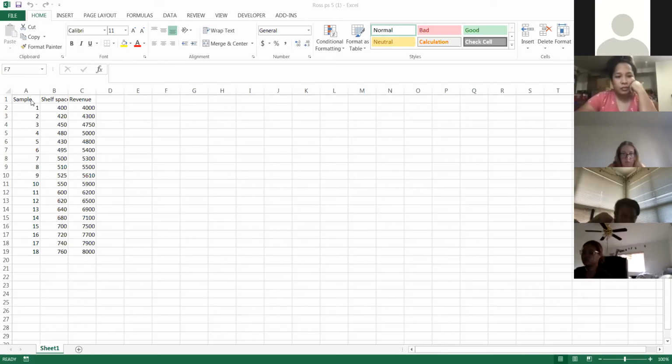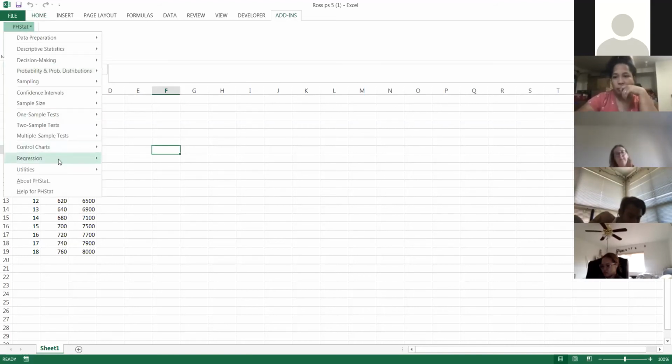All right. So here we have 18 different Rosses, and these are the different amounts of shelf space they have in thousands of feet. And this is how much revenue they make in thousands of dollars, right? Based off of that, we want to see what's the average amount of money that Ross makes per square foot of shelf space, and then we can estimate how much money we're going to make. But we need to make sure that everything's constant, right? Because we don't want to be off on these numbers. So now let's run our regression and see if we can make sense of this.